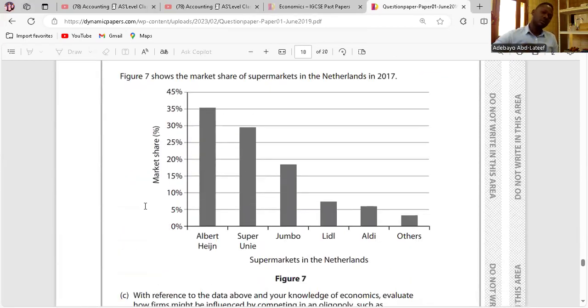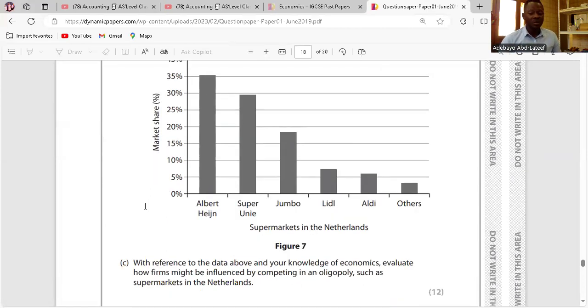I have a case study too. Supermarkets in Netherlands. With reference to the data above and your knowledge of economics, evaluate how firms might be influenced by competing in an oligopoly, such as supermarkets in the Netherlands.